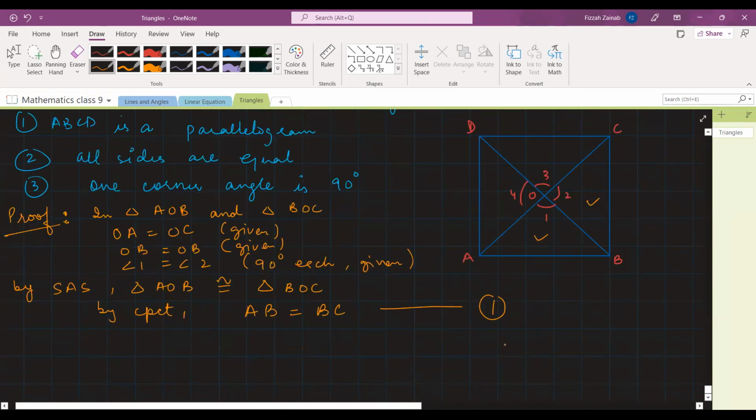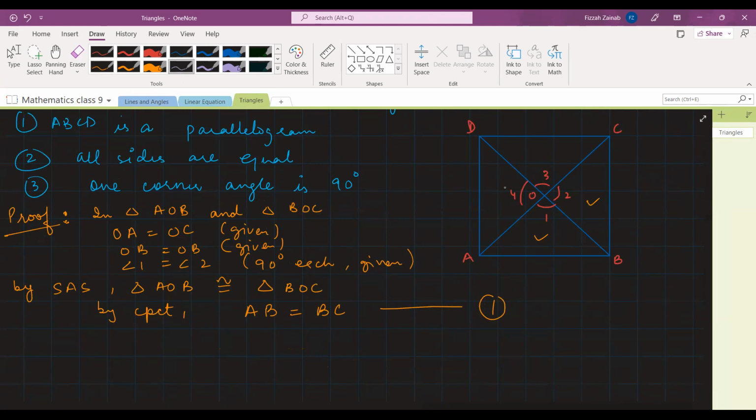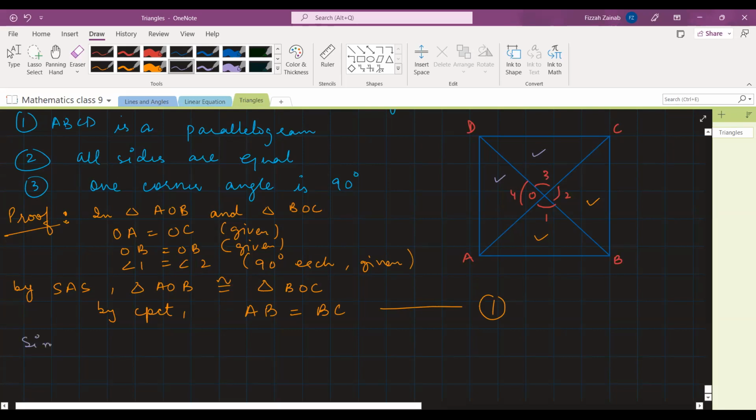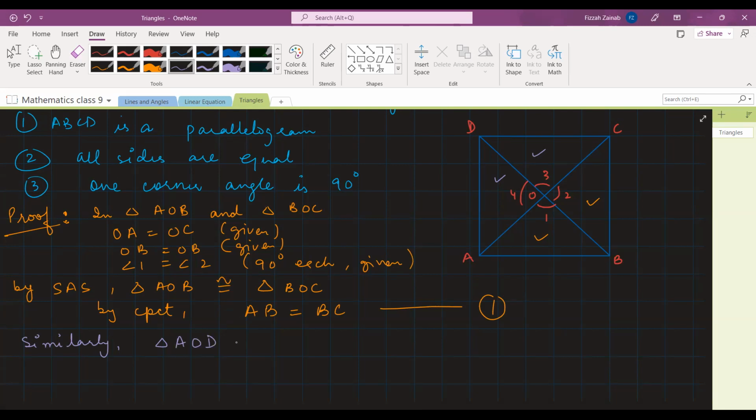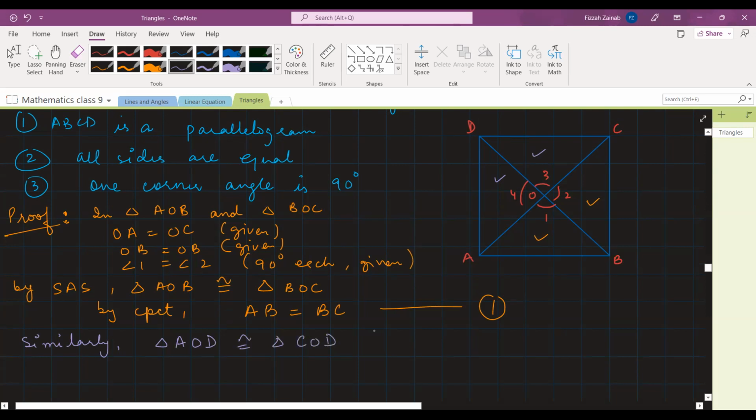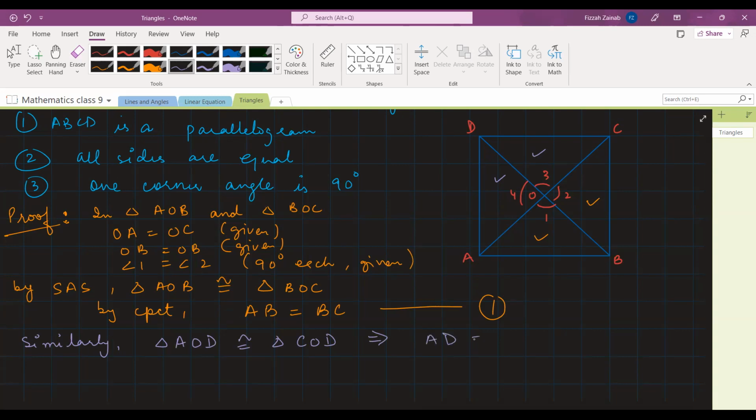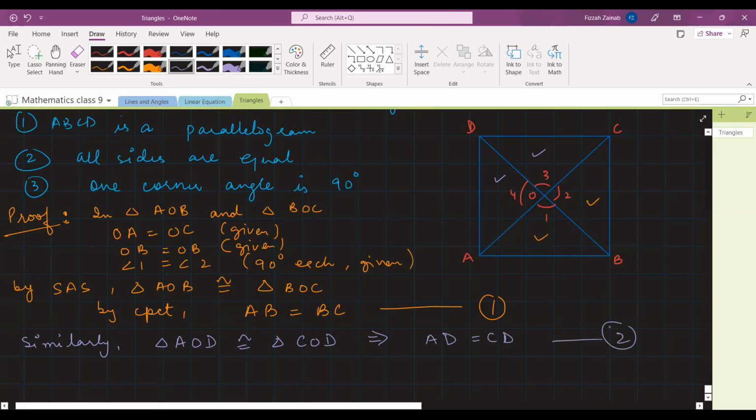Now, similarly, if I take the other two triangles, triangle AOD will be congruent to triangle COD, and this will give you AD is equal to CD. Equation number 2. Is that clear?